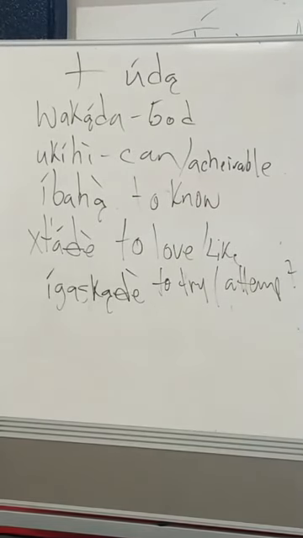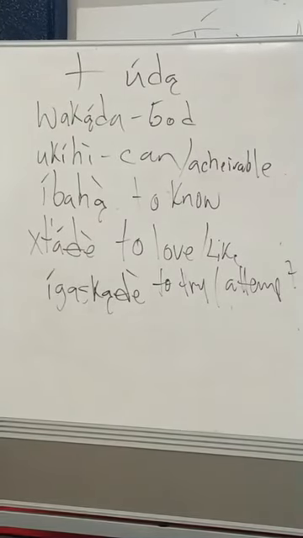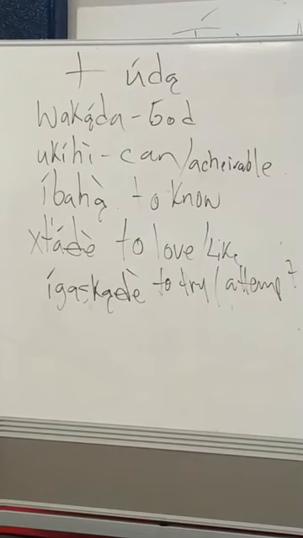And when you say to have the ability or to can do something, something that's achievable, you say Ukihi. Ukihi. And to know, Ibaha. Ibaha. To love or to like. That's just one way out of five or six ways to say it. It's stade, stade, like that. You said it right, stade.